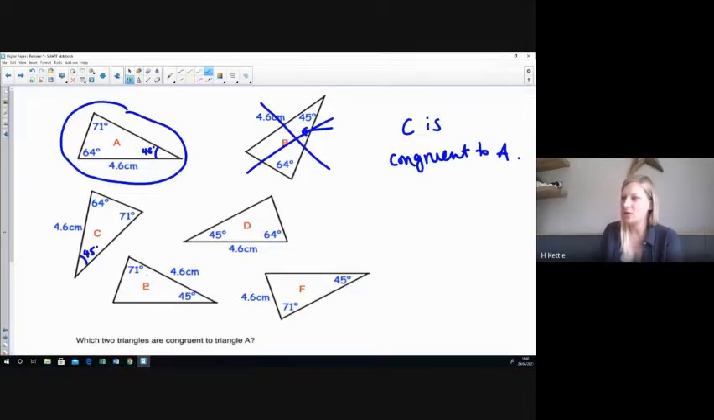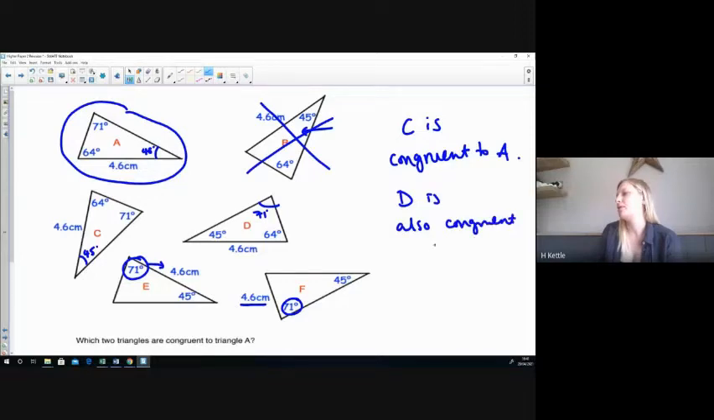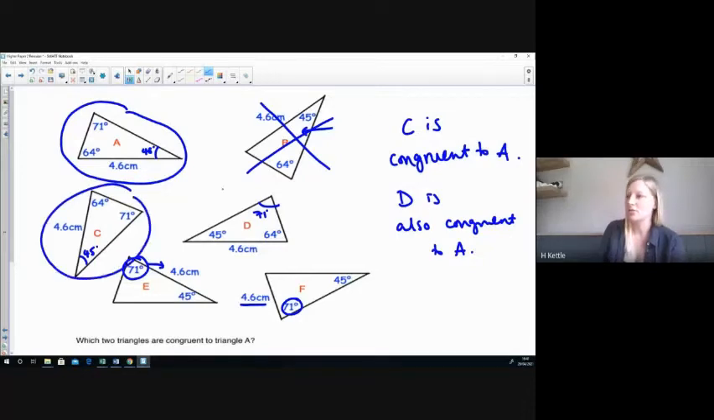This one is no good because the 71 degrees is next to 4.6. And same here, 71 degrees is next to 4.6. That's no good. So hopefully you can see that on D, this triangle here, we've got 4.6 down the bottom, next to 45 degrees and 64 degrees, and opposite the 71 degrees. So D is also congruent to A. So C and D would be my answers. These two are exactly the same as A.